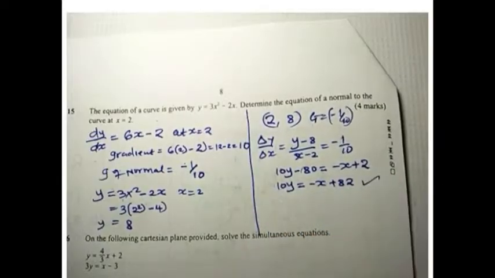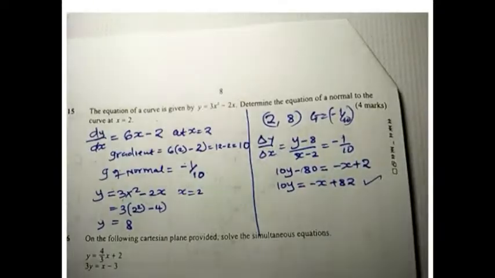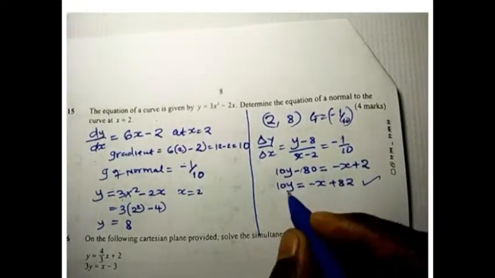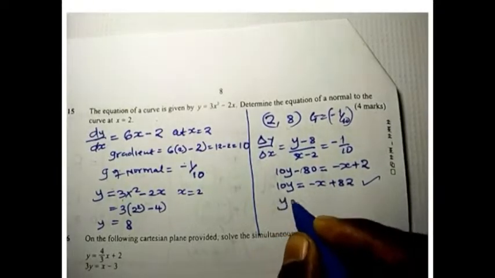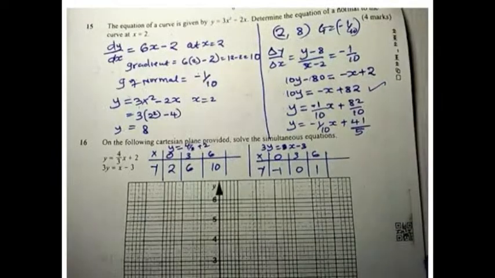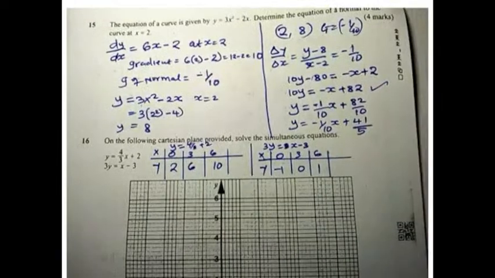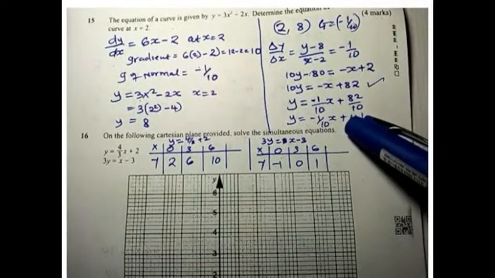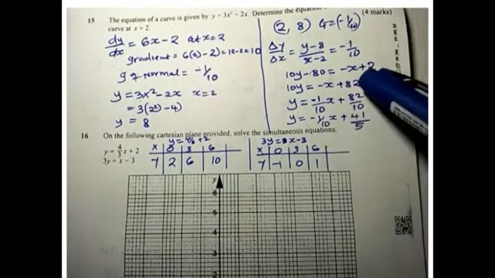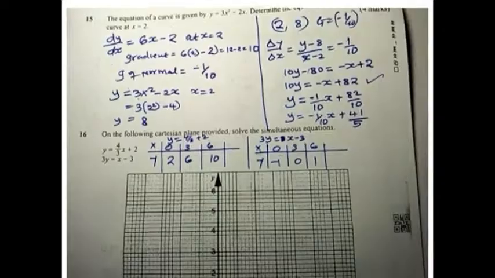That is the equation. You can leave it there, or you divide by 10 and say y is equal to. So you can write the equation in this form, or you can leave the answer at this point, no problem. There were no restrictions.